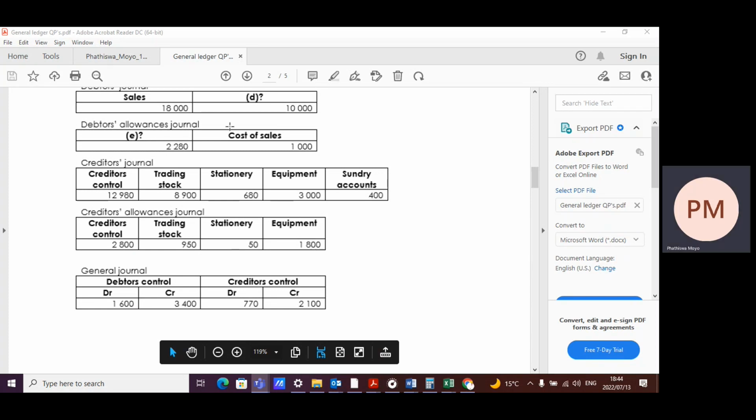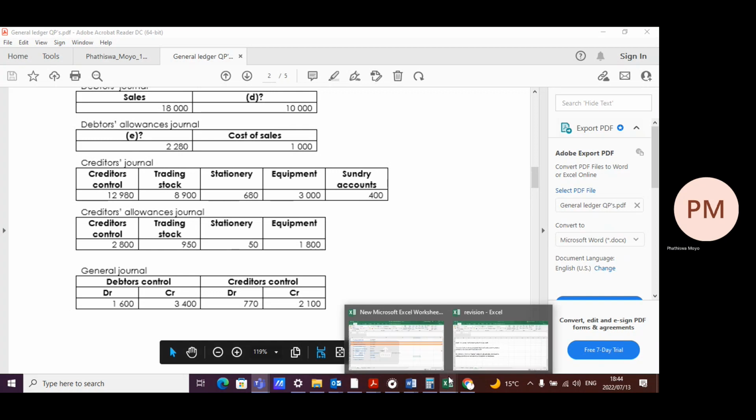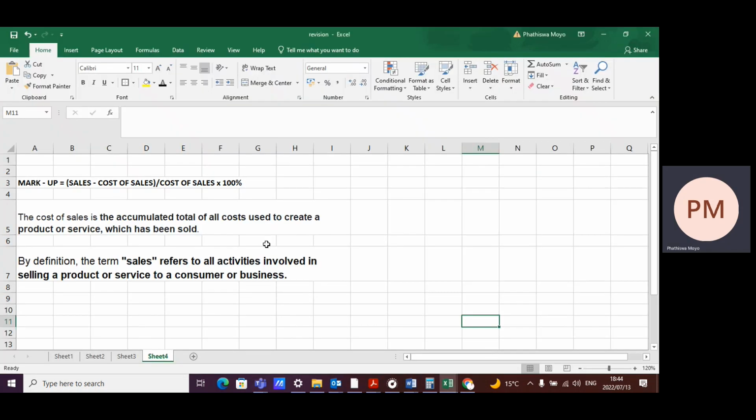This is sales, this is cost of sales. Okay, so now let's use the profit markup example. 2280 and 1000.